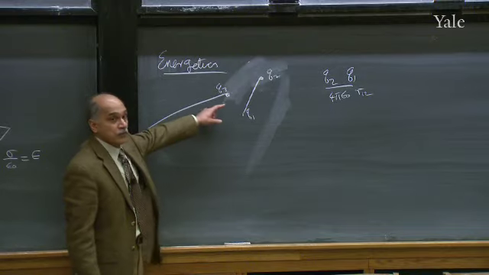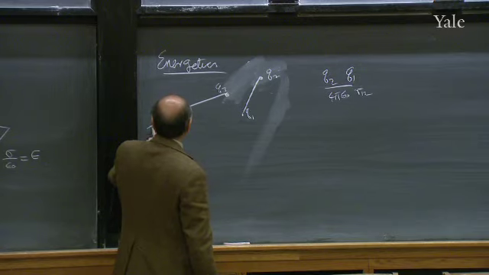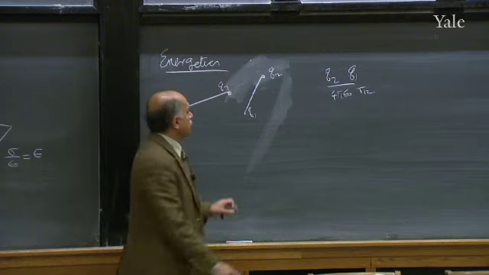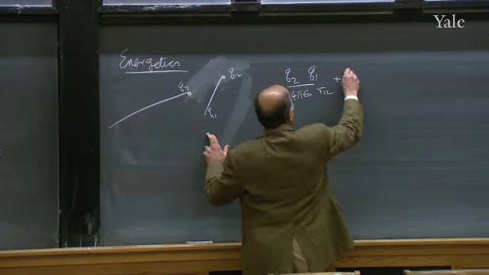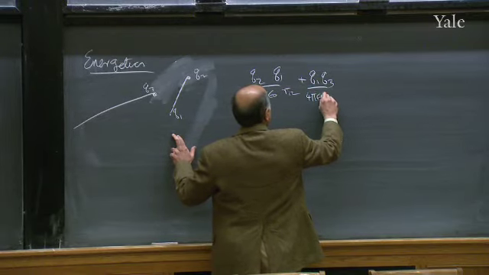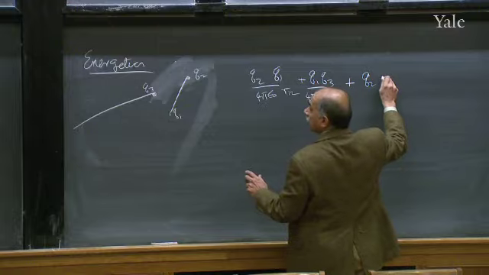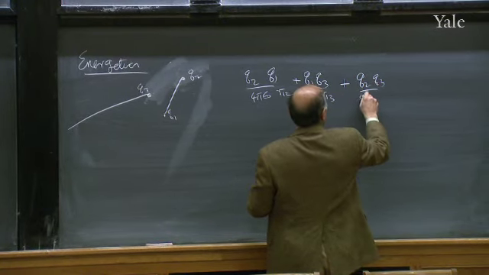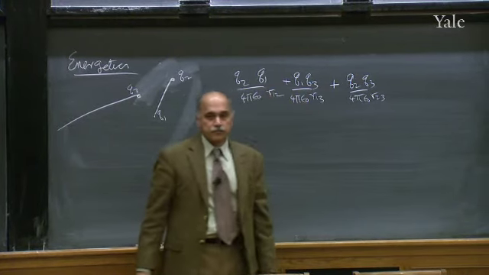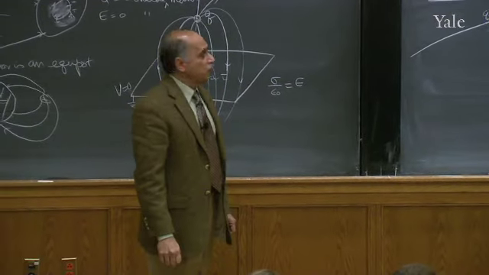How much work should I do? The work that I have to do is the potential energy from infinity to here due to these 2 charges. So the work I will have to do is equal to Q1 Q3 over 4 pi epsilon 0 R13 plus Q2 Q3 divided by 4 pi epsilon 0 R23. You follow that? That's the work I have to do to bring the third charge.